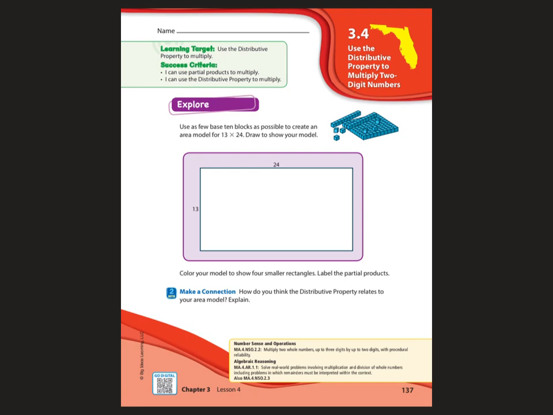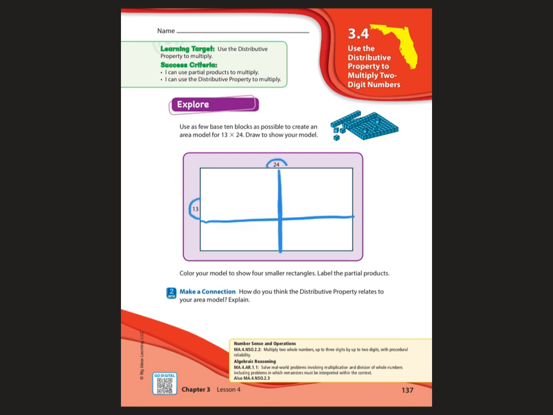In this chapter, we will be learning about the distributive property and applying that knowledge to multiplying two-digit numbers. On this page, we explore how the area models and the distributive property are similar.